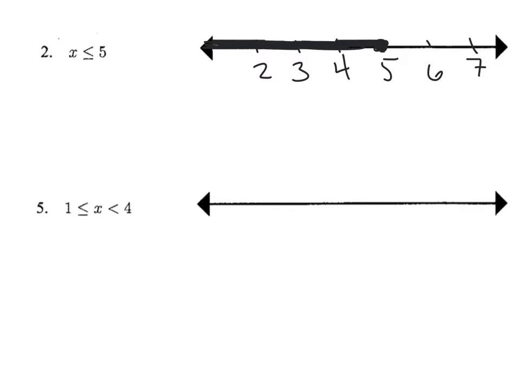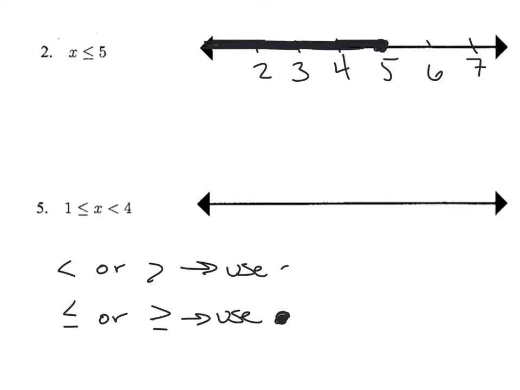So an important thing to make note of here, okay, is that if you see a less than or equal to symbol or a greater than or equal to symbol, use a closed circle, okay? If you see a less than symbol or a greater than symbol, then you want to use an open circle.